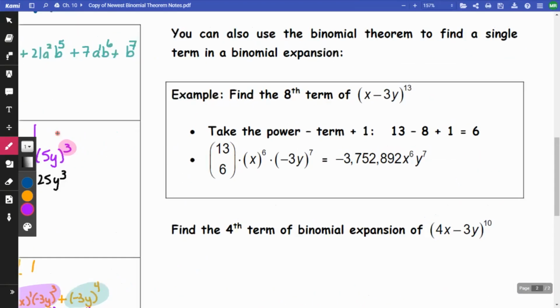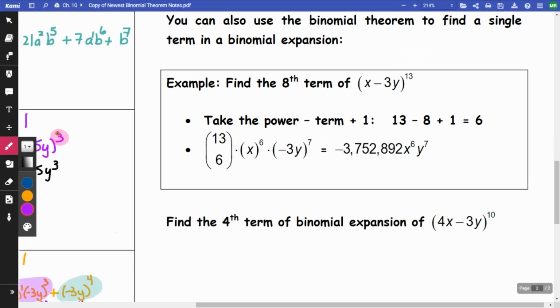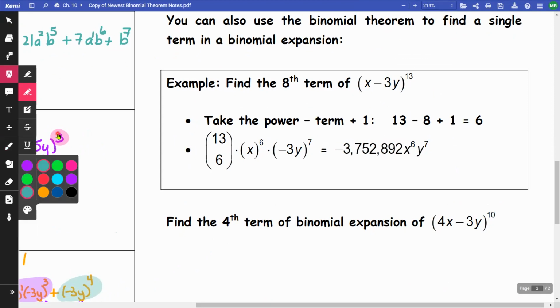So if we're going to find a single term, this is kind of like the binomial probability we were doing the other day. So what we want to do is pay attention to a couple of different ideas here. First, we want to know what term, 8th term, okay? Then we want to know the power we're raising it to. So we're going to take that power and we're going to minus that term.